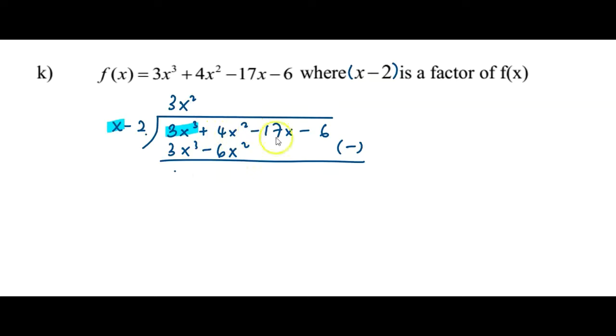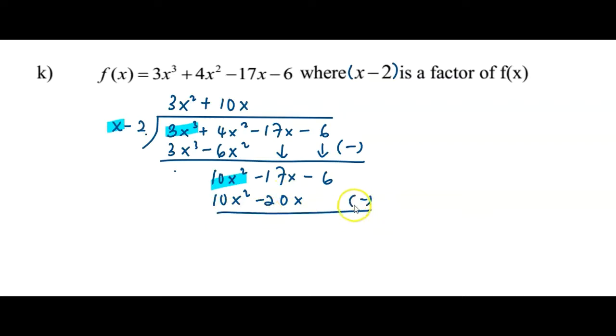And 4x squared minus a positive 6x squared, you have a negative... 10x squared. Minus 17x, bring this down. All right, you got this. And then now we focus on the leading term over here. 10x squared divided by x, you have a positive 10x. Positive 10x multiplied by x, you have a 10x squared. 10x multiplied by negative 2, you get a negative 20x.